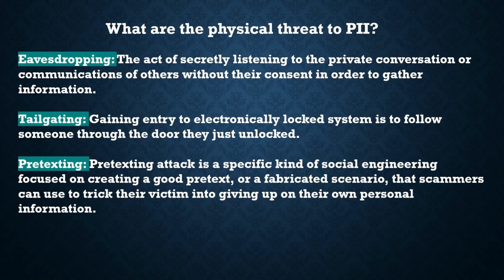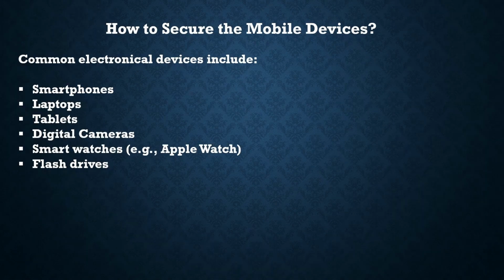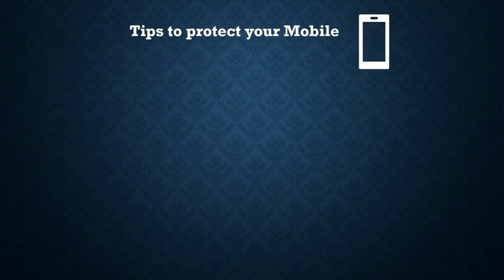Now let's see how to secure mobile devices. As you guys know, a large portion of our information is saved on computers and our mobile, or we can say electronic devices, right? So let's see some common electronic devices that include smartphones, laptops, tablets, digital cameras, smartwatches, for example, Apple Watch, and flash drives. In our day-to-day life, we rely on these particular electronic devices. Let's see how to protect them.